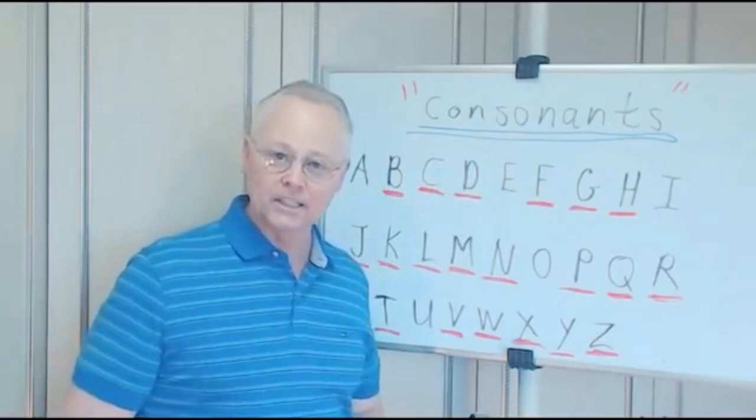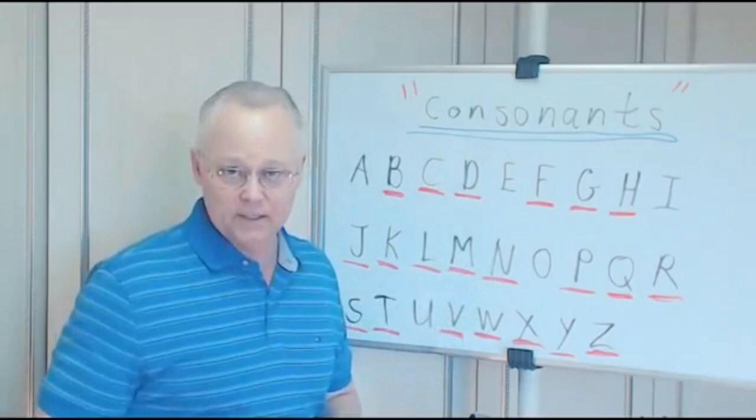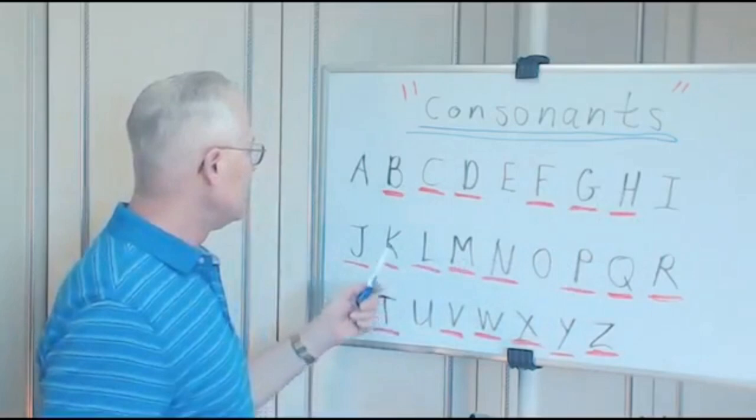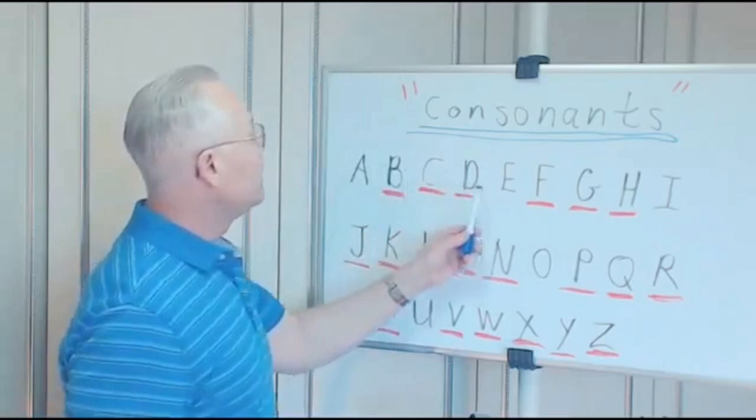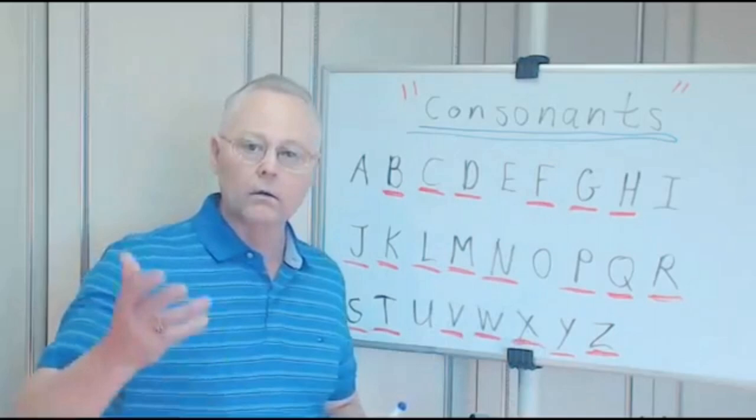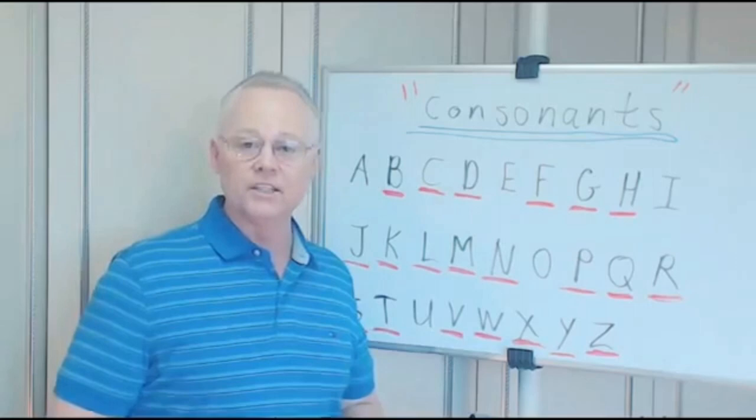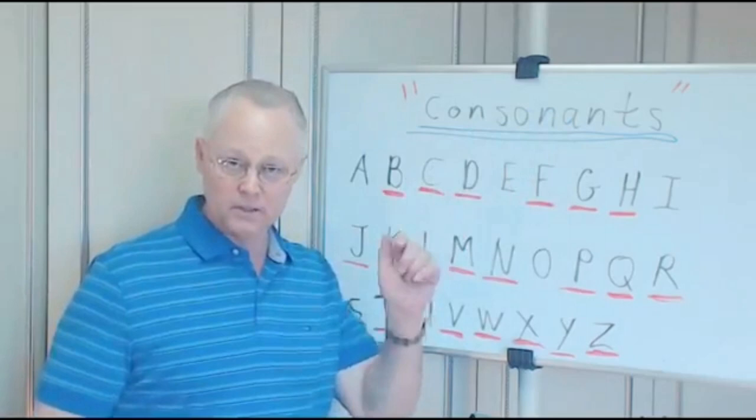You probably know the ABCs. Well, out of the ABCs, we have vowels and we have consonants. A, E, I, O, U are vowels. Now, Y is a vowel sometimes too, but many times it's a consonant. And we're going to talk about it as though it were a consonant in this lesson.